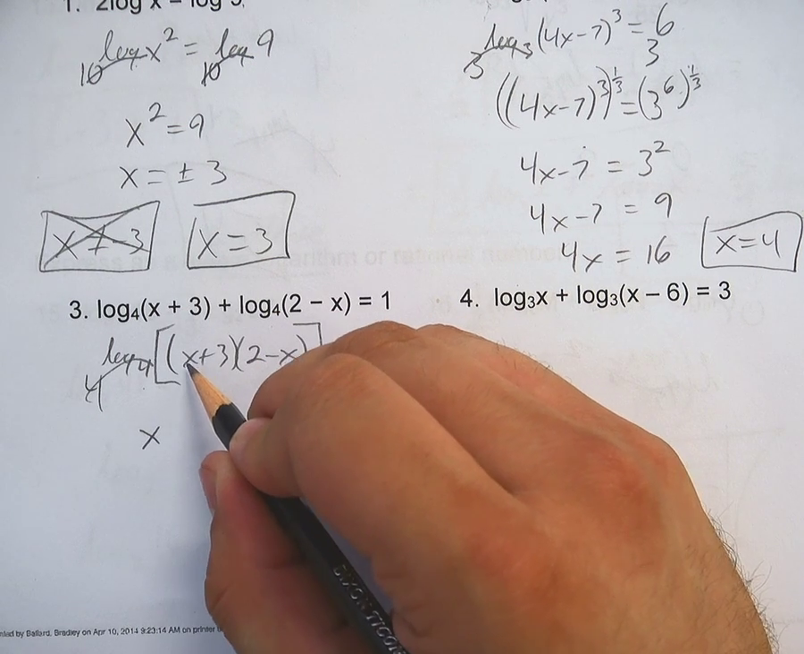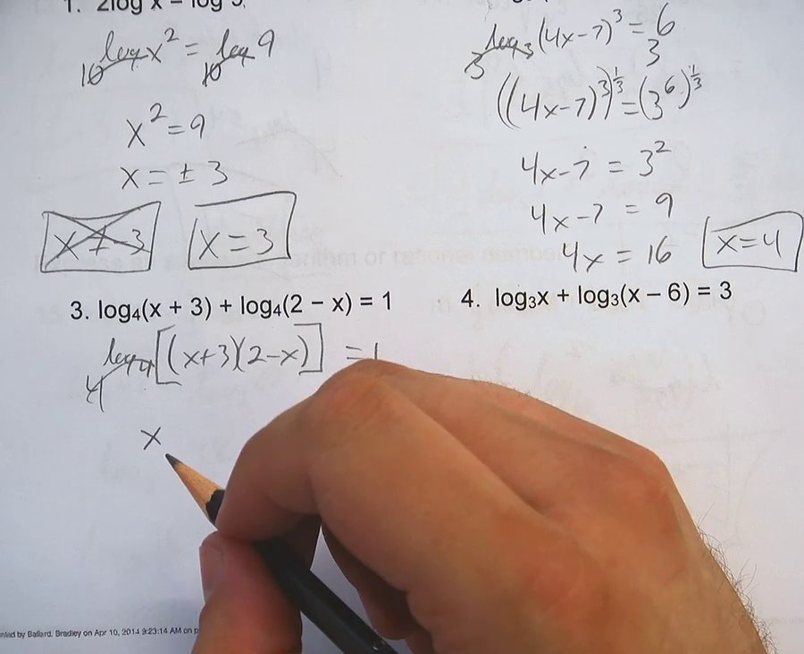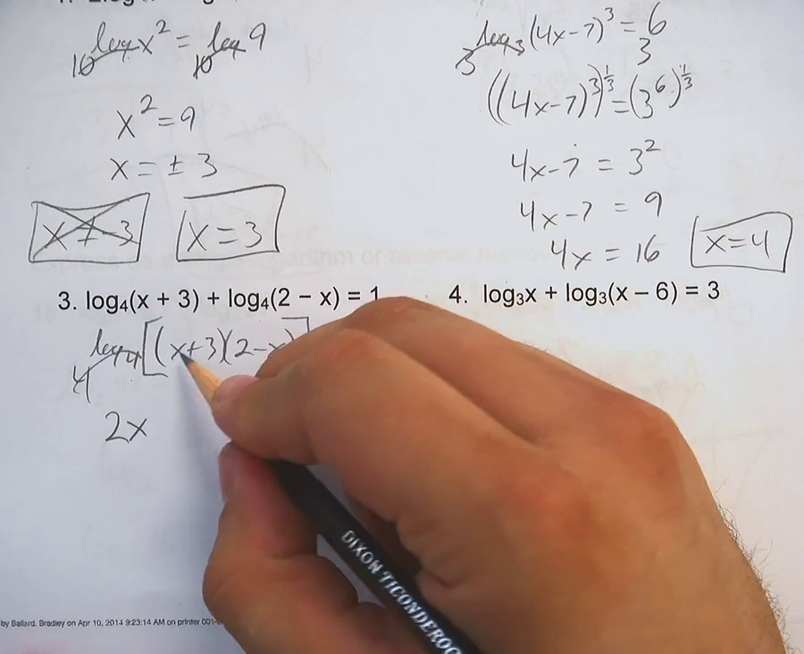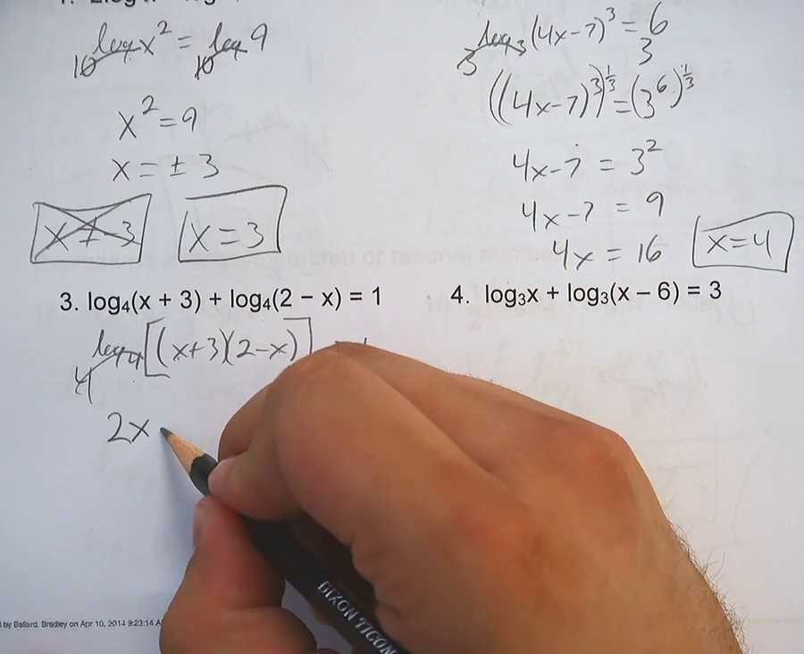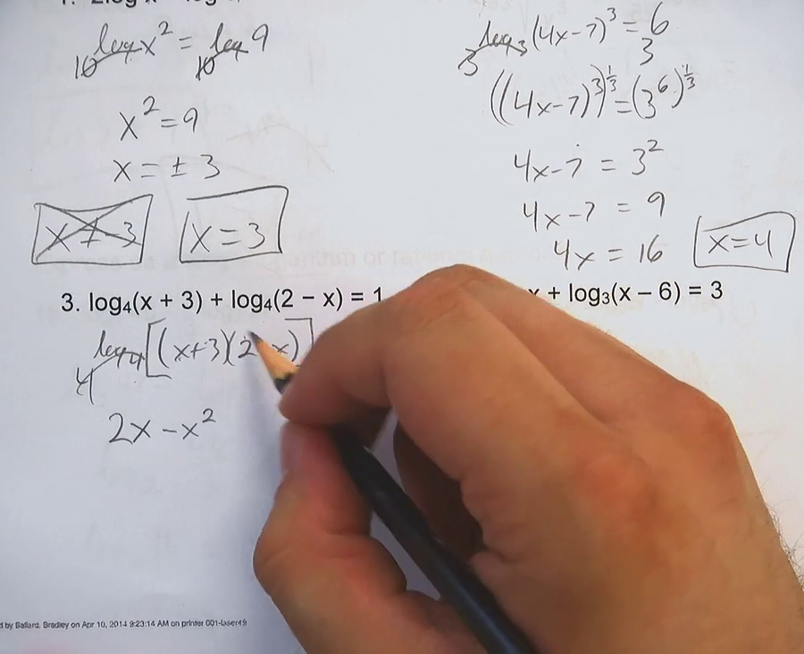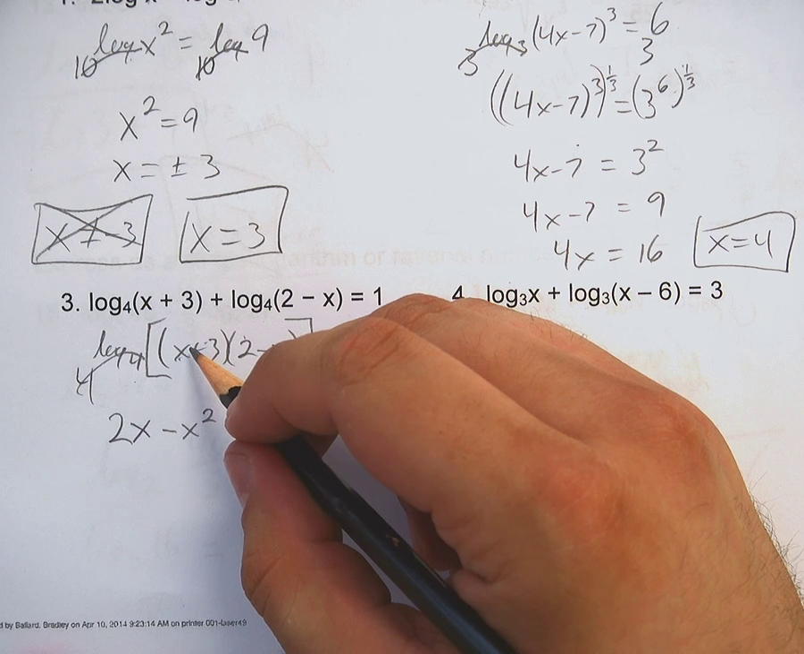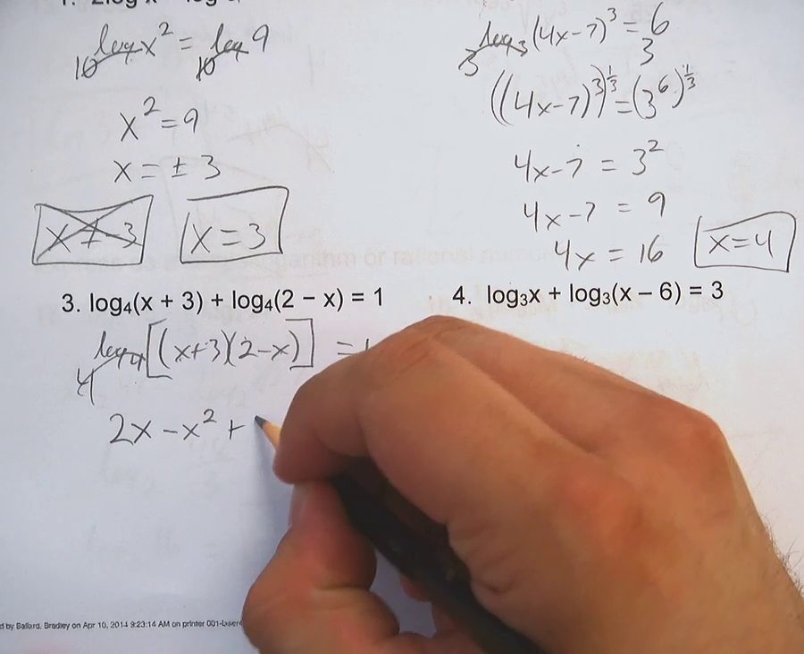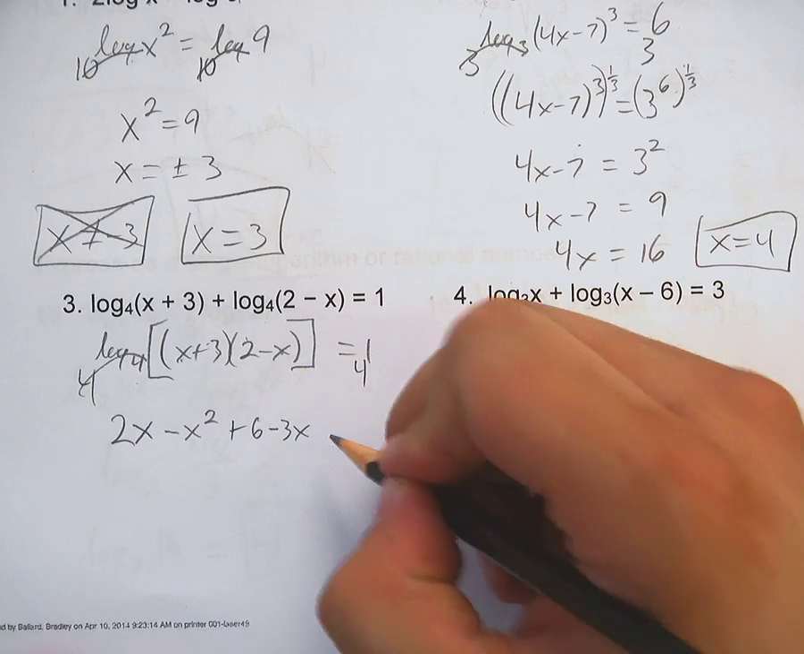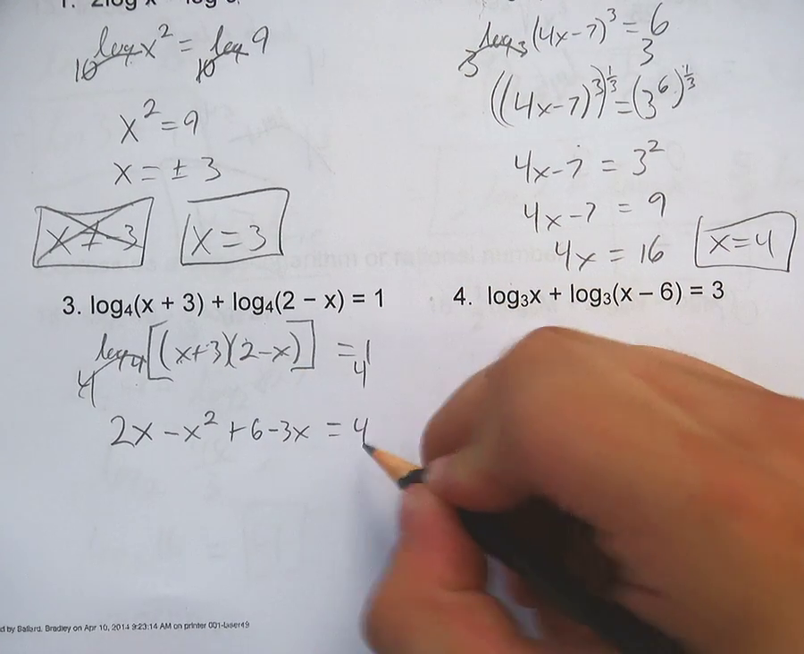This will be, let's see, what will it be? Negative x squared. So this will be 2x, minus x squared, plus 6, minus 3x, if you FOIL that out, equals 4.